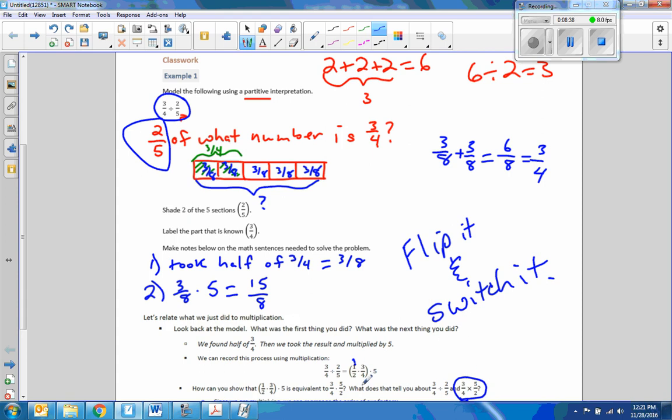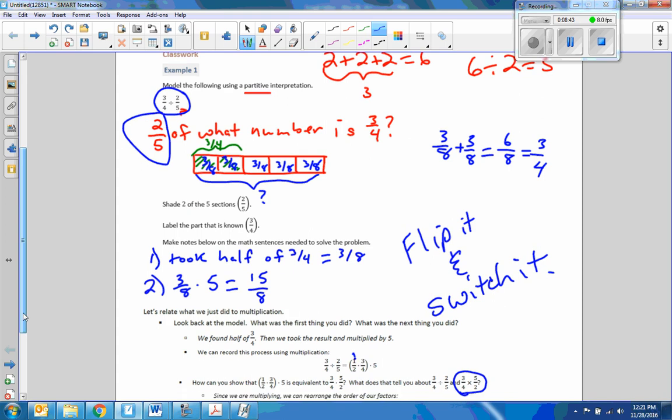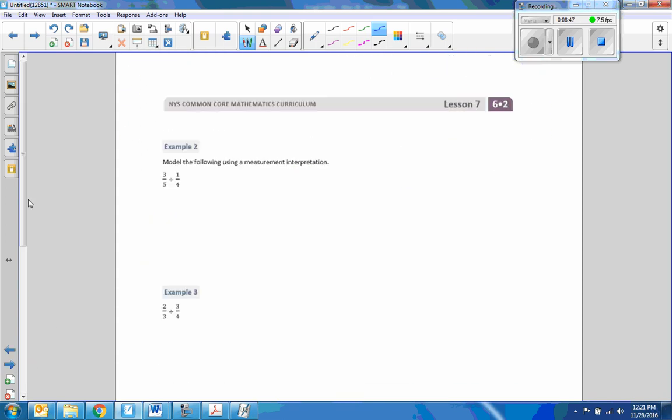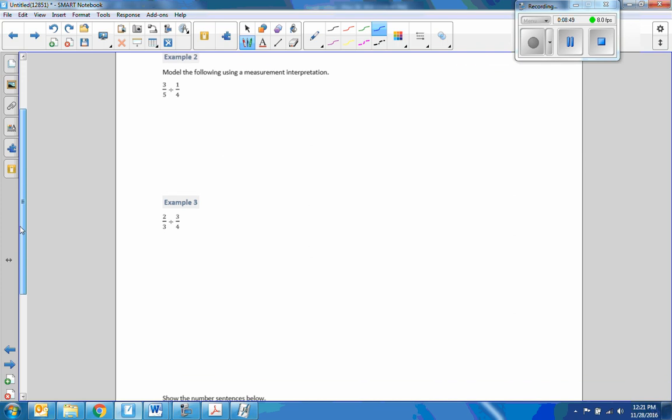That was a really lengthy description as to where that comes from using this model. But it's just simply leading up to that flip it and switch it problem. So model the following using a measurement interpretation. So we're taking 3/5. We're really saying how many quarters are in 3/5, or 3/5 is how many quarters, or fourths.